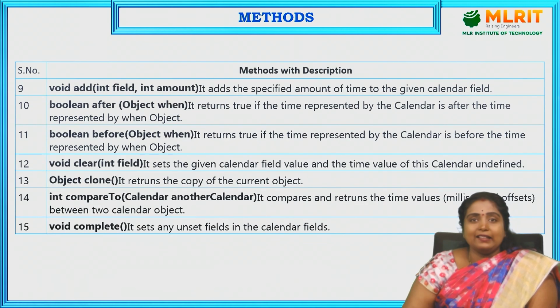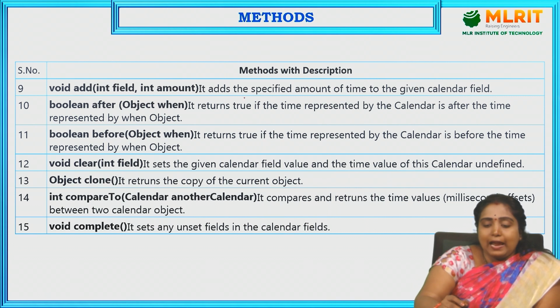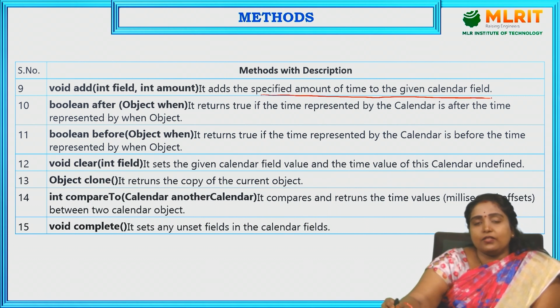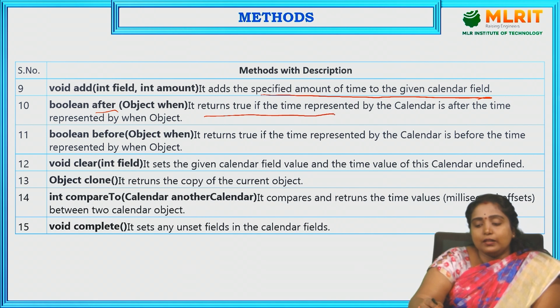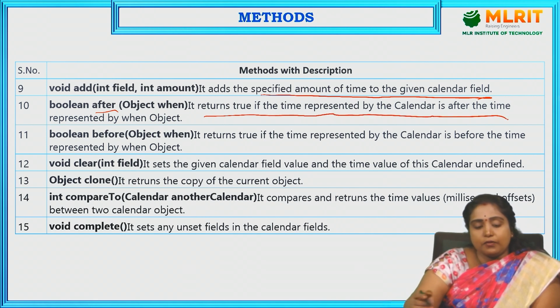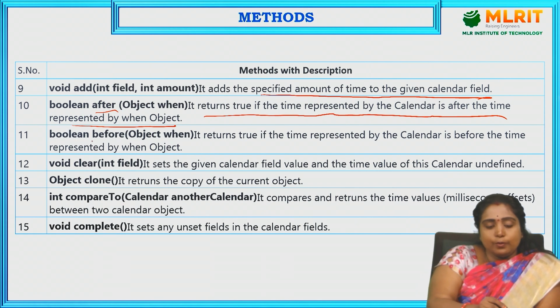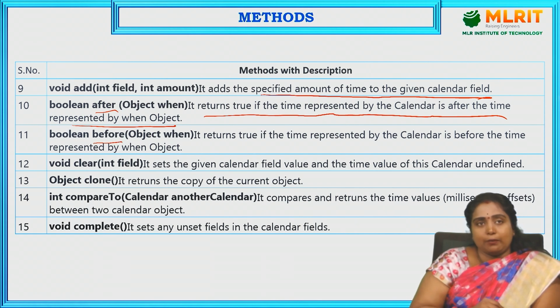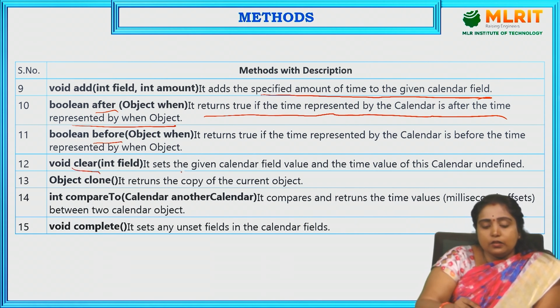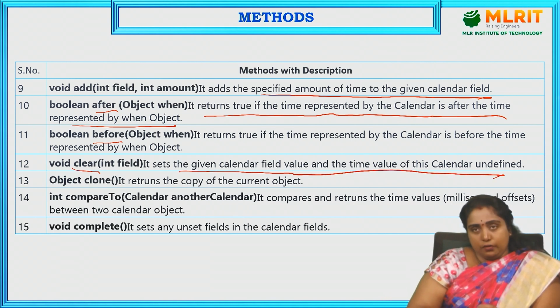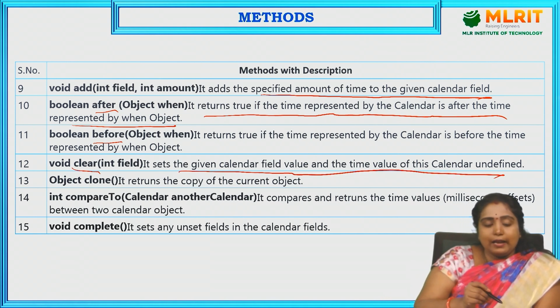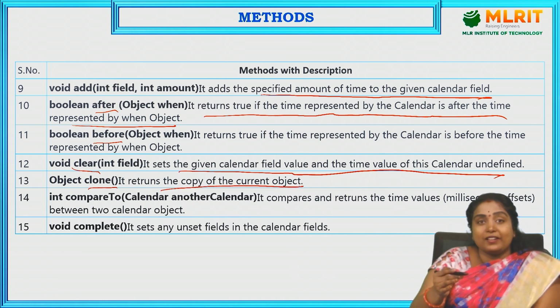And next, add is a method that adds a specified amount of time to the given calendar field. And after returns whether the time represented by the calendar is after the time represented by the specified object. And next, before returns whether it is before the time. And next, clear sets the calendar field values and the time value to undefined. And clone returns a copy of the current object.